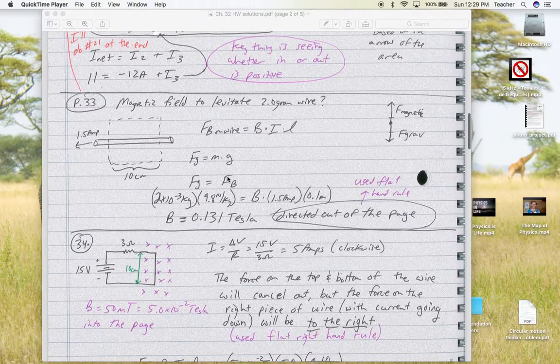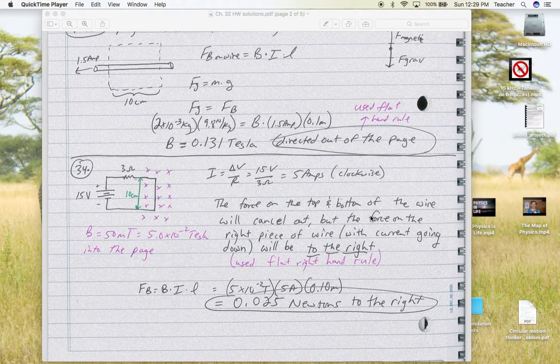33, we're looking at the fact that a magnetic force upward would equal gravitational force downward. So it's basically a magnetic field to levitate that 2-gram wire. F grav equals F magnetic, mg = BIL. So I probably should have put that up there. So that ends up being 0.131 Tesla. I use the flat hand rule to determine that for an upward magnetic force and the current going to the left, I need the field coming out of the page.